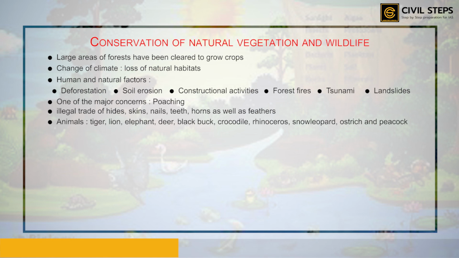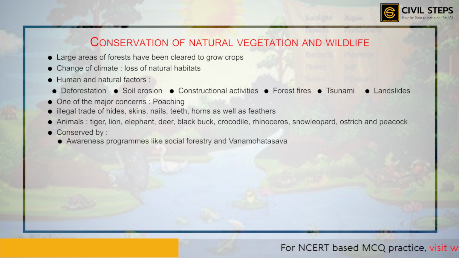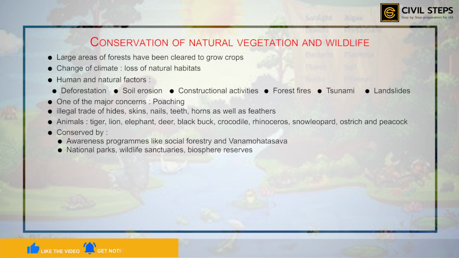tiger, lion, elephant, deer, black buck, crocodile, rhinoceros, snow leopard, ostrich, and peacock. These can be conserved by increasing awareness. For example, awareness programs like social forestry and Van Mahotsav should be encouraged at the regional and community level. National parks, wildlife sanctuaries, biosphere reserves are also made to protect our natural vegetation as well as the wildlife.